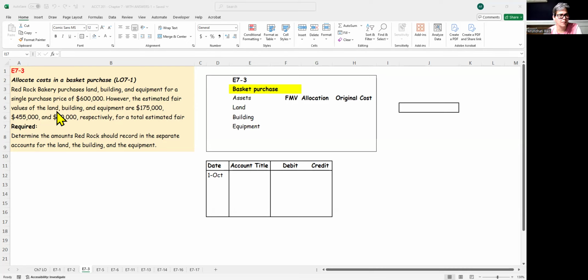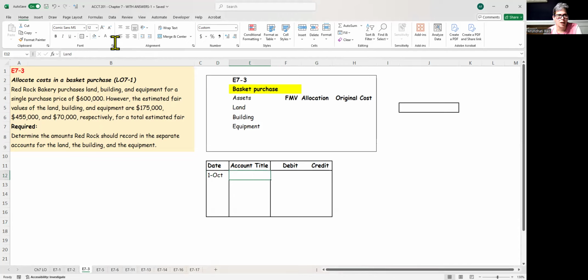However, the estimated fair value of land, building and equipment are $175,000, $455,000 and $70,000 respectively, for a total estimated fair value of $700,000 when you add the three numbers. So let's see how we're going to handle this. I'm going to jump to my journal entry first.